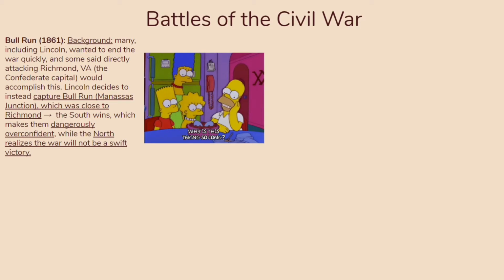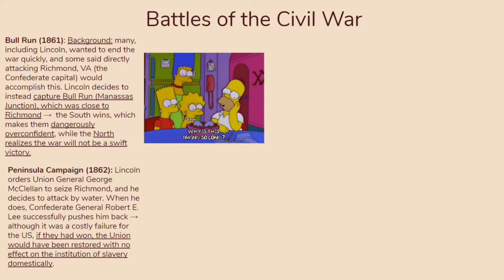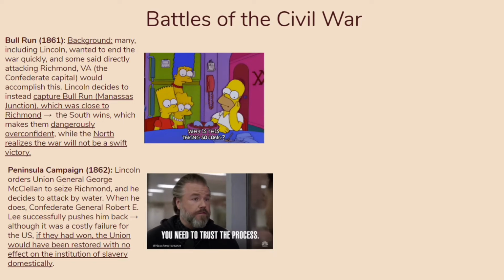Another battle you should know about is the Peninsula Campaign in 1862. Lincoln orders Union General George McClellan to seize Richmond, and he decides to attack by water. When he does, the Confederate General Robert E. Lee successfully pushes him back. And although this is a costly failure for the Union, if they had won, the Union would have been restored with no effect on the institution of slavery domestically. Slavery probably would have continued unaffected, and ultimately it would have taken even more time to get it completely abolished. Or it may have never been abolished, but essentially, trust the process. That's kind of the takeaway from this.